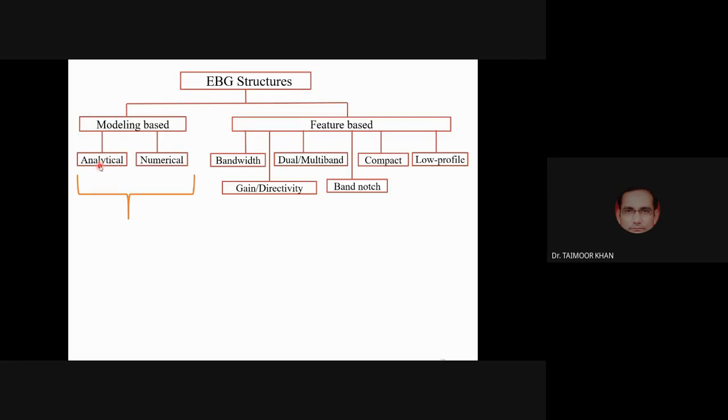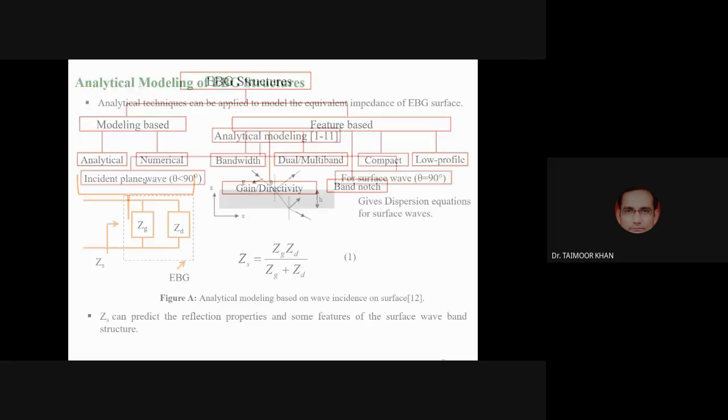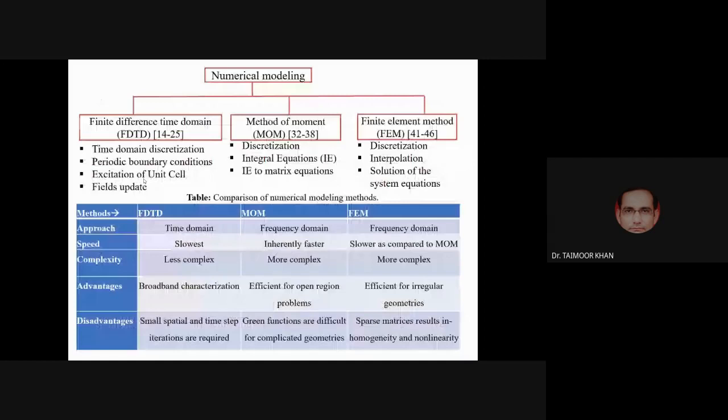Several advantages and several drawbacks are there with this specific class of modeling method, analytical modeling. But here the problems have been overcome by using computer-based simulation and several other aspects. Numerical modeling means ultimately these three methods are very popular for modeling of EBG structures: FDTD, the method of moments, and the finite element method. These are a few steps for creating the FDTD modeling for an EBG structure.